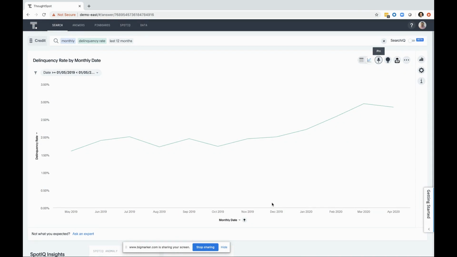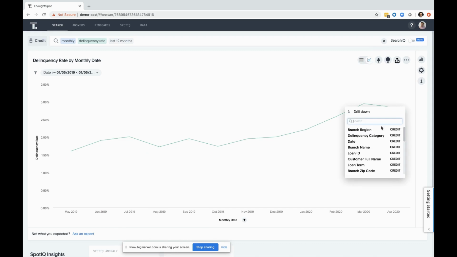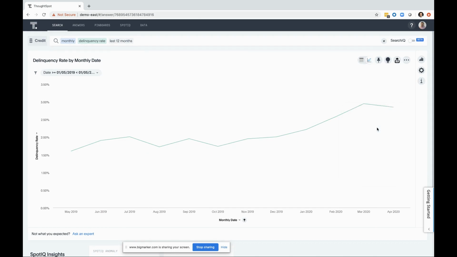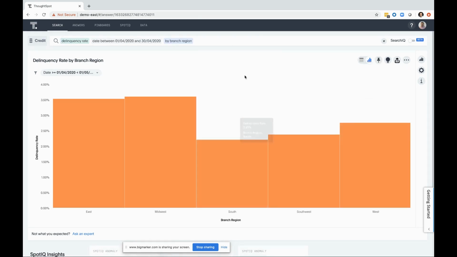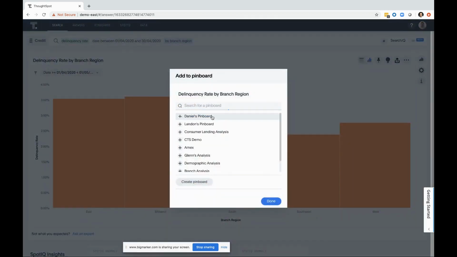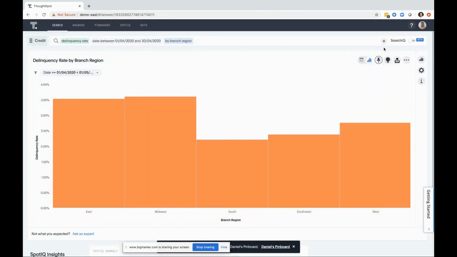Now going back to the scenario, I might want to take the latest month here, drill down and see the branch regions. Immediately I see there are two branches, East and Midwest. Again, this is the US in terms of the scenario. These East and Midwest regions have, in the recent month, seen the highest rate. So we can pin this as well to the pinboard. I go back and say, pin it there, save it for later use.